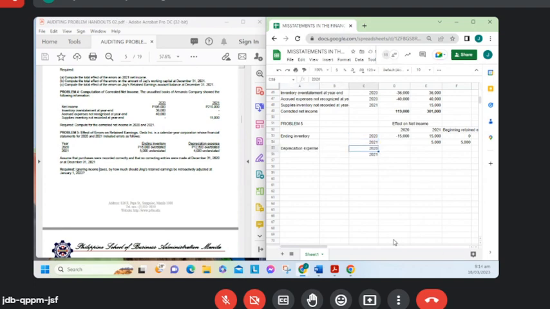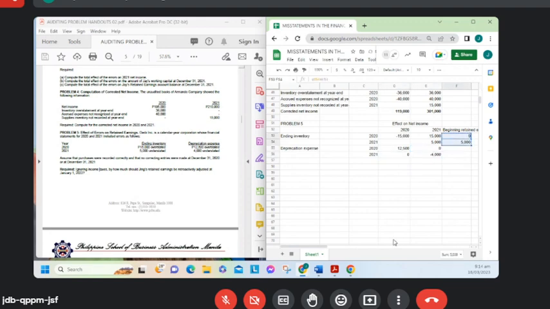Depreciation expense, 2020 and 2021. The depreciation expense in 2020 is overstated by 12,500, resulting in overstated expenses. So there's an understated net income amounting to 12,500 in 2020. Come 2021, there is an understated depreciation expense amounting to 4,000 pesos, resulting in understated expenses and overstated net income. So that will only affect 2021 as well.